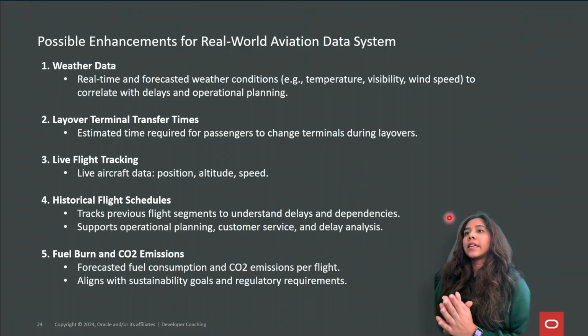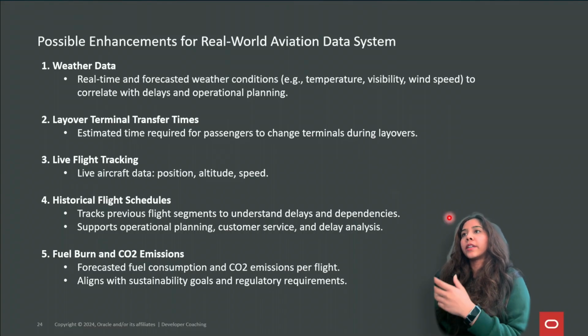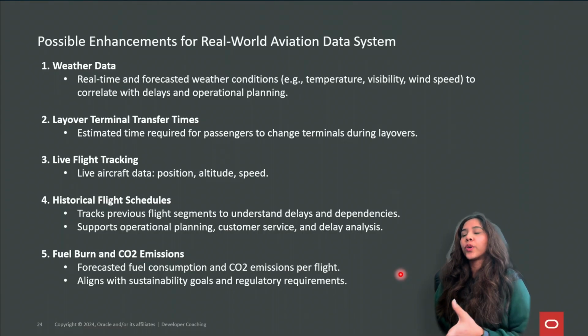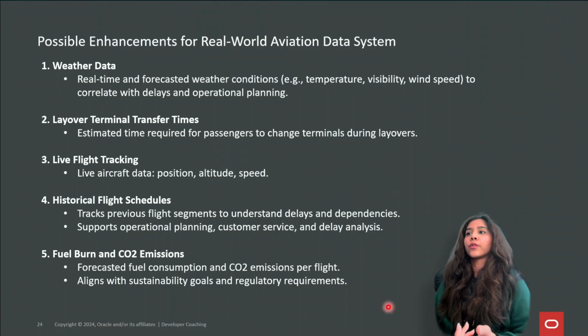We can also add historical flight schedules. For example, let's say a flight is going from UK to US. The same aircraft might be coming from Dubai to UK. So analyzing these past flight schedules can help airlines understand delay patterns, optimize routes, and also enhance operational planning and customer service. And finally, we can add forecasted fuel consumption and emissions to align with sustainability goals. And this allows airlines to track CO2 output and also adhere to regulatory requirements.